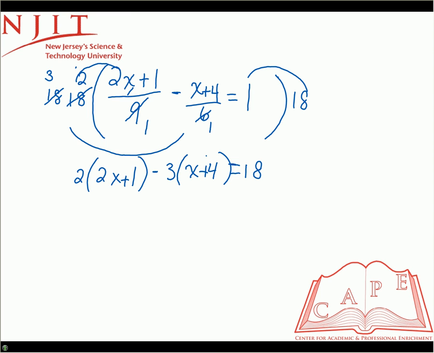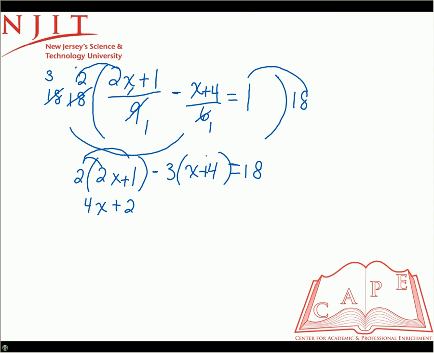Okay? So now it became kind of like the second example that we did, where we have just parentheses and numbers that we have to distribute back in. So let's do that. For the first term, we have the 2, which needs to go into the 2x, and the 2 that needs to go into the 1. So 2 times 2x is 4x. 2 times 1, I'm sorry, 2 times 1 is positive 2.